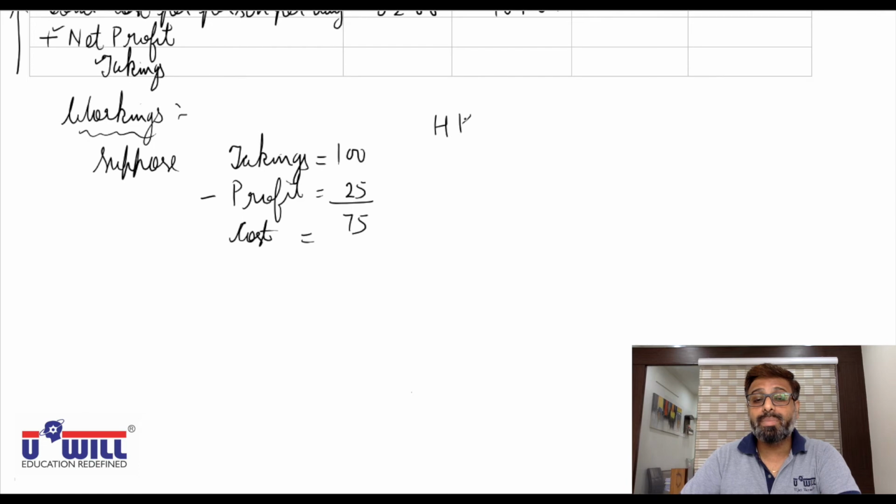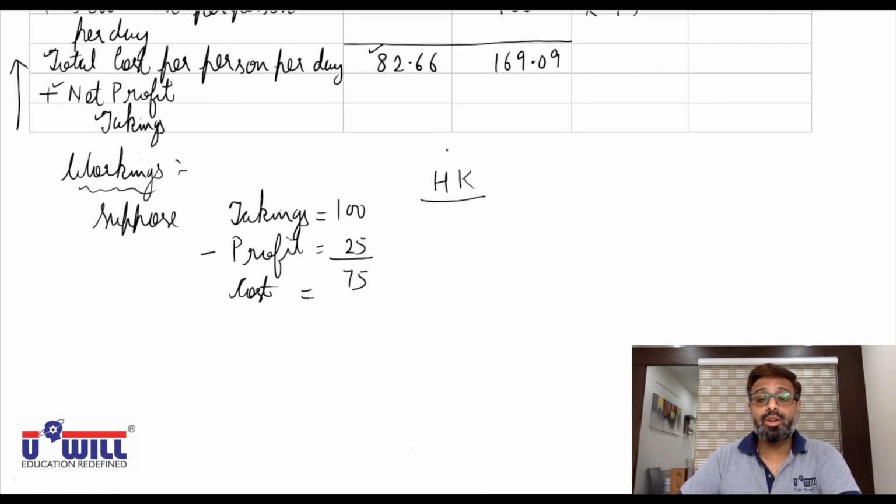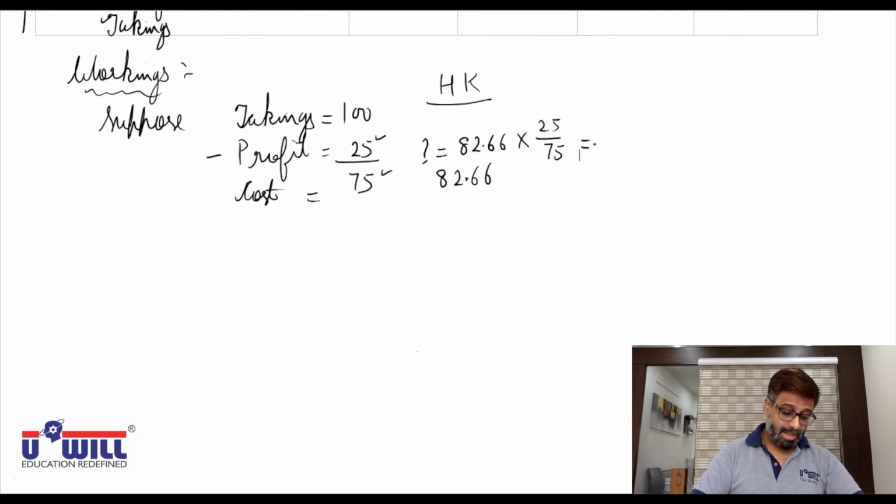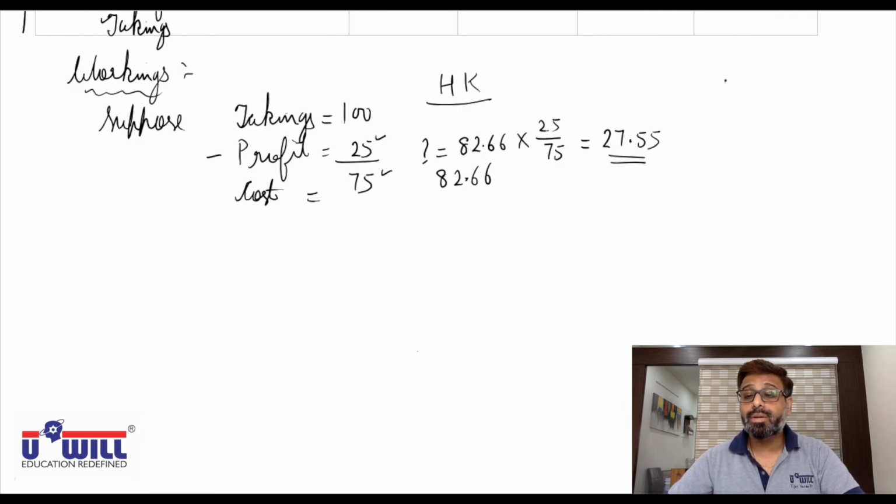Now for the housekeeping department, the cost is 82.66. So what profit should we charge? 82.66 into 25 divided by 75. Do that. So we must charge 27.55 of profit for housekeeping.